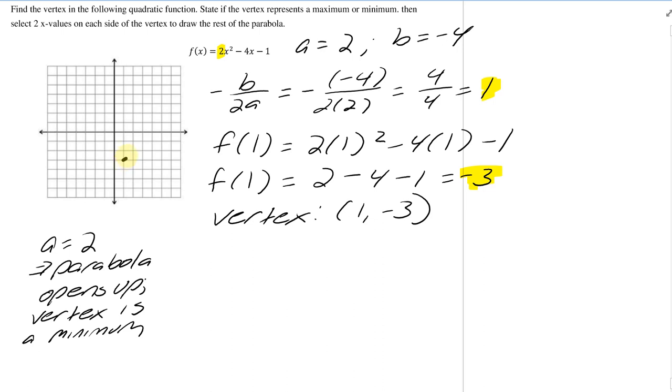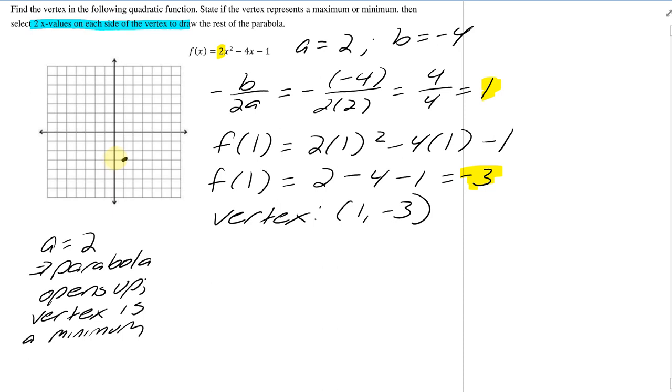So now the next thing that you want to do is determine what this actually looks like. From this point here, you want to choose a point to the left and to the right of it. I'm suggesting that you choose 2 x values on each side of the vertex. So here's my vertex. Let's choose 2 values on the left side. You don't have to go crazy with this.